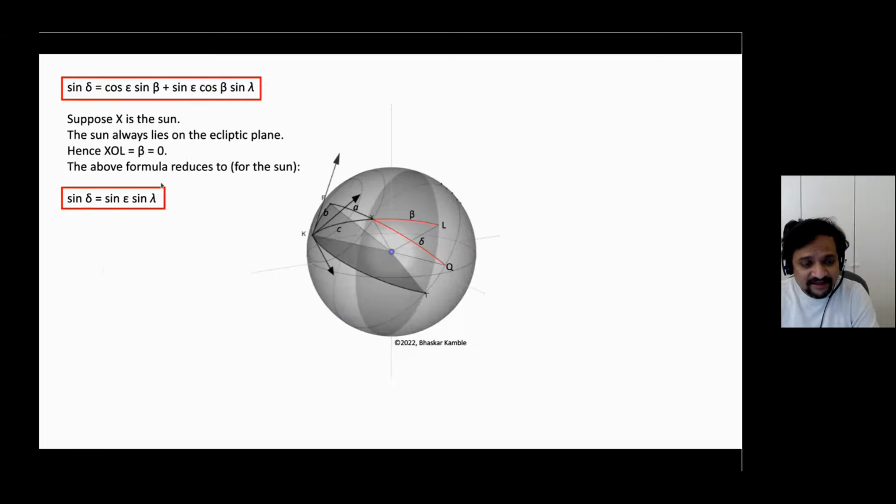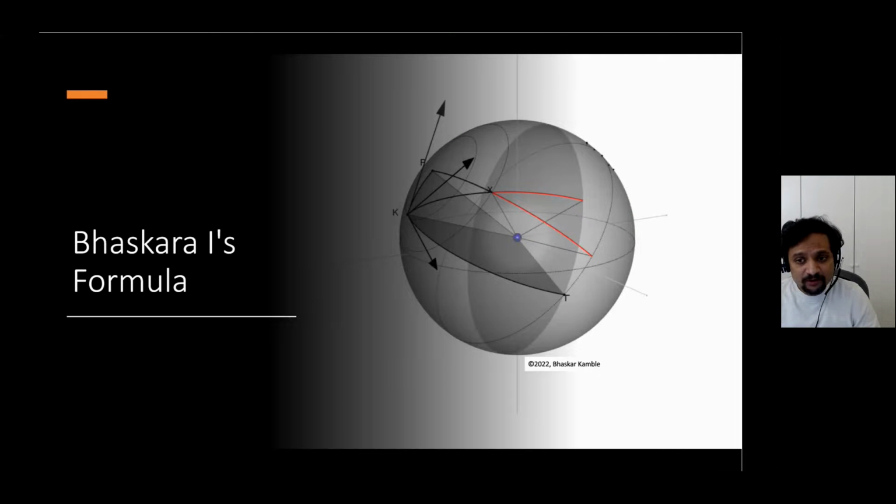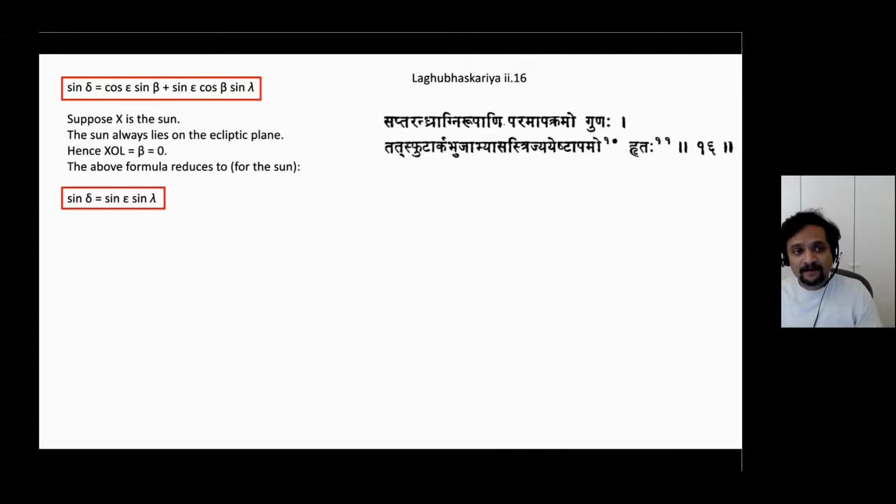Here, sine, and this is exactly the relation which we had seen at the beginning of the presentation when I had given the translation of Bhaskara I's verse. So now let us see how Bhaskara I has described this in his Sanskrit shloka. We will go back once again to the verse. Saptarandhragni rupani paramapakramo gunaha tatsfutarka bhujabhyasastrijya yishtapamo hritah.